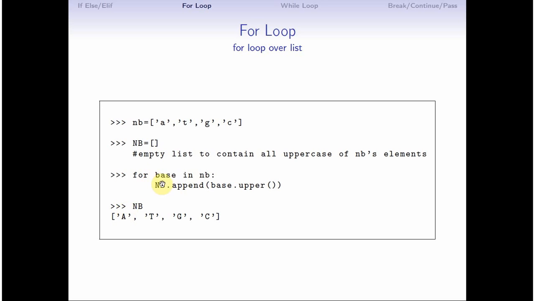After which, because the for loop will go through one by one, this one, then the next one, then the next. The next one is T. For T in NB, capital NB will append the T, because base is the T, the uppercase of the T. So you do one by one, then in the end you will get all of this. I know you can change all this manually yourself, but this is just a simple example. The for loop is really very important and very useful for us.